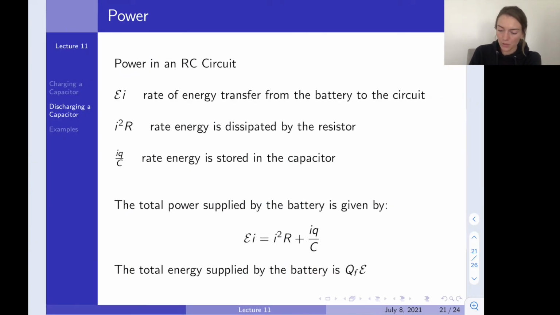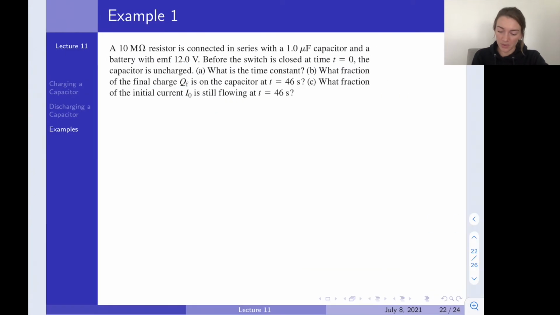All right, so just a few things about the power in an RC circuit. So these are the same as in our previous lectures, but now we also have the rate that power is stored in the capacitor, and the total power supplied by the battery is given by this equation here. Okay, now let's do some examples.